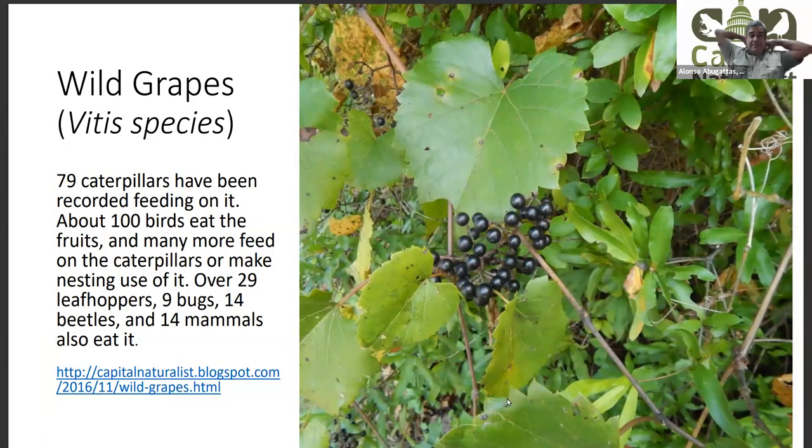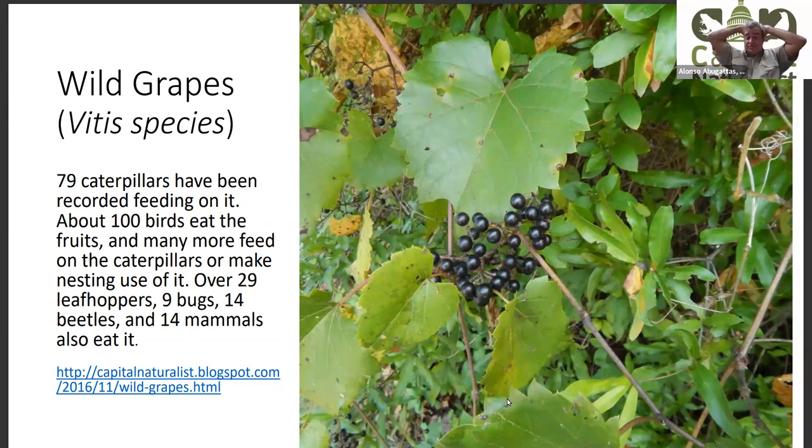On to the next one. Wild grapes. A lot of people get rid of the grapes. And really, porcelain berry is bad, and it does cause lots of problems, but not really grapes. They evolved with what we have out there. There are 79 different kinds of caterpillars. Over 100 species of birds feed on the different kinds of grapes. Okay, so it's very, very important.